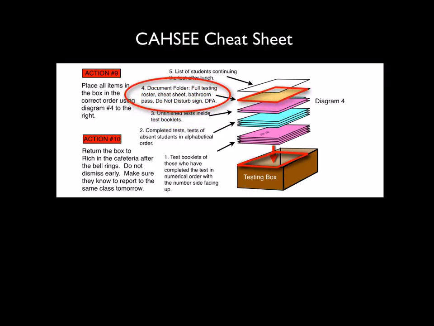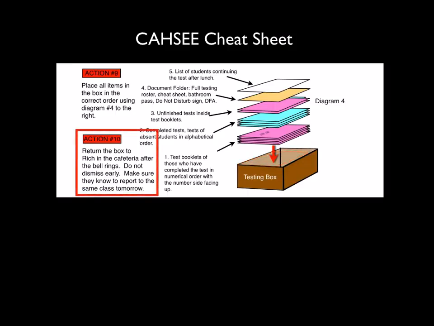Fourth is your document folder containing your full testing roster, cheat sheet, bathroom pass, DFA, do not disturb sign, bathroom sign out and in sheet, and second attendance roster. Fifth and final, the list of students who will need to continue the test. Follow the order for everything down into the box using the diagram provided.